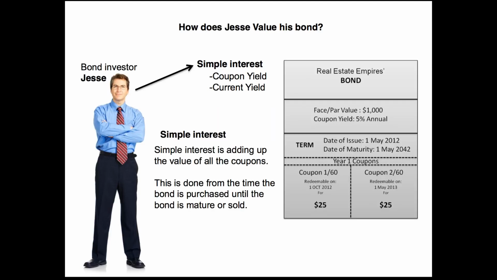So in order to understand simple interest, all you're going to do is add up all the value of the coupons. And you're not going to assume that you're reinvesting any of the coupons. You're just simply collecting those $25 payments throughout the entire term of the bond, and you're just adding those up, and that's your simple interest.